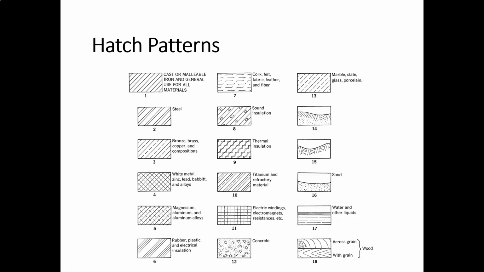Hatch patterns have developed over the years. We used to have different hatch patterns for different materials. So if you were making something out of steel, this would be a hatch pattern. This would be bronze or brass. This is, you know, zinc. Here's magnesium and aluminum. We do not do that anymore. Now the standard or the rule for hatch patterns is all hatch patterns are this format, just uniform lines spaced evenly.